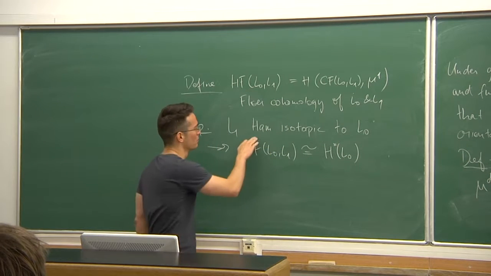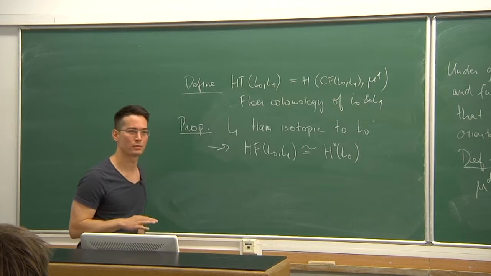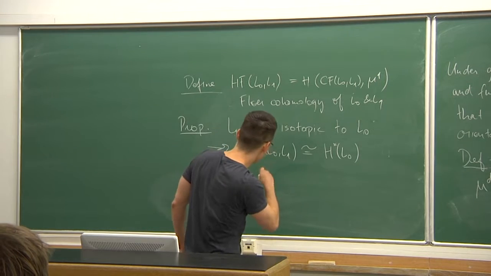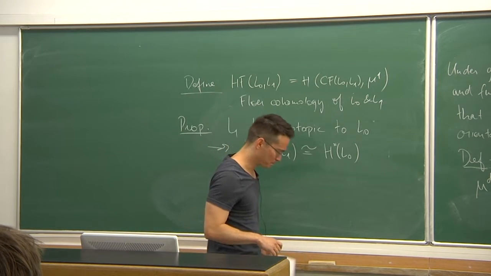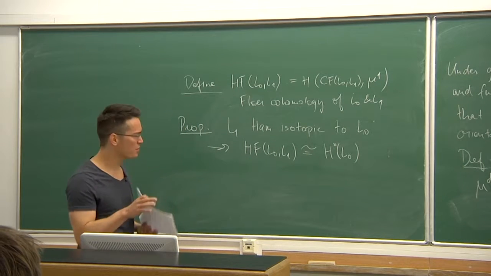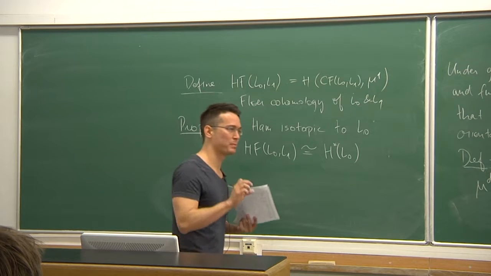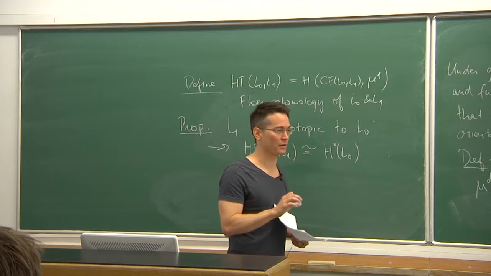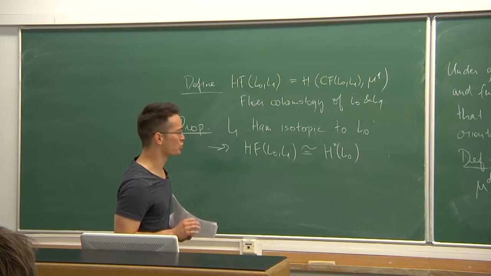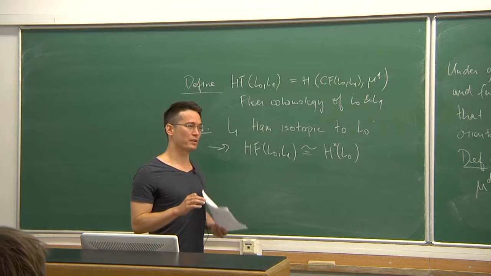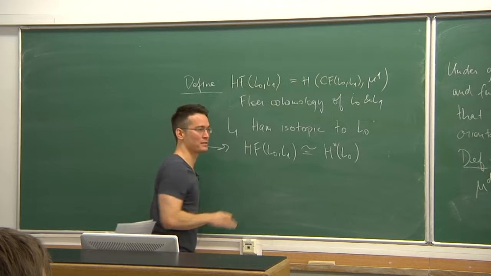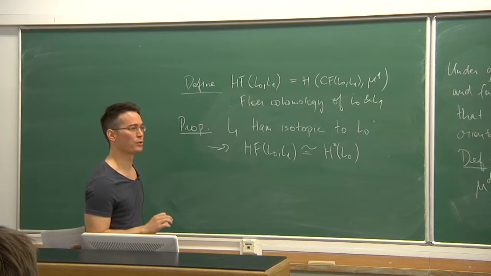Is this clear, what Hamiltonian isotopic means? Okay, so this means that for a given Hamiltonian function on the symplectic manifold, call it H, with the help of the symplectic form, one can define a Hamiltonian vector field associated to this function. And so this Hamiltonian vector field generates a flow, and the assumption is that L1 is the image of L0 under the time one map of this flow.